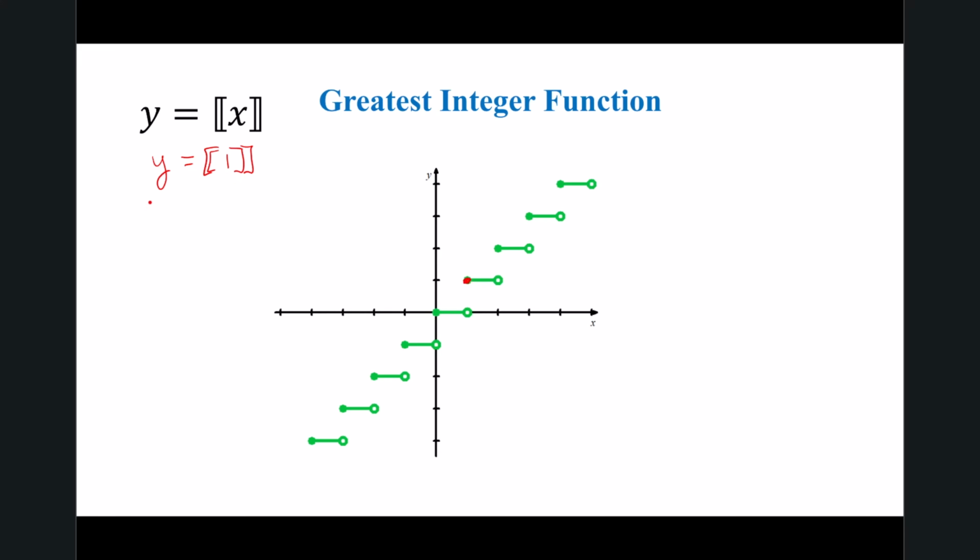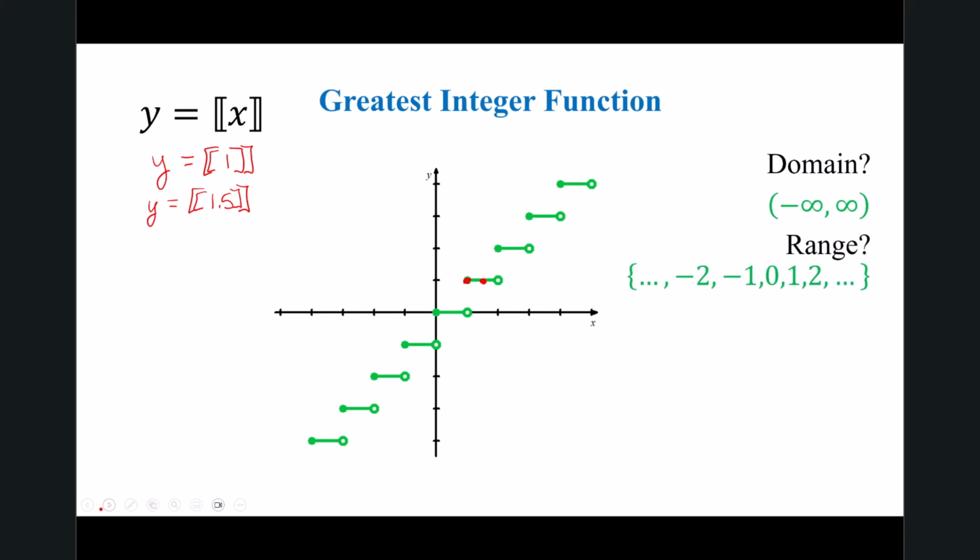But what if I plugged in for x 1.5? So then I want the greatest integer less than or equal to 1.5. The greatest integer less than 1.5 is 1. So (1.5, 1) is another point on this graph. Our domain of this function is all real numbers, but our range now is only the integers because every output is going to be an integer.